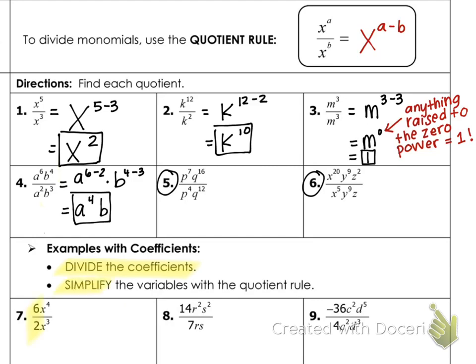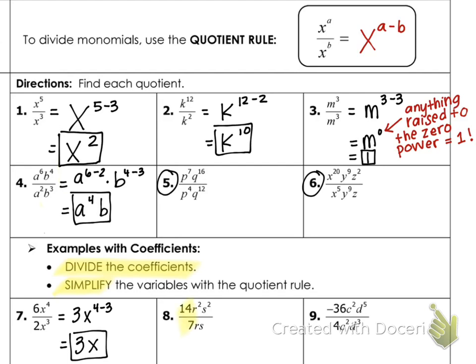So let's take a look at number 7. Number 7 says 6x to the 4th over 2x cubed. The first thing we're going to do is divide 6 and 2. So 6 divided by 2 is 3. And then we're going to take a look at these two variables, x to the 4th over x cubed. Whenever we're dividing monomials, remember we subtract. It's going to be x to the 4 minus 3. So it's 3x because 4 minus 3 is 1, right?